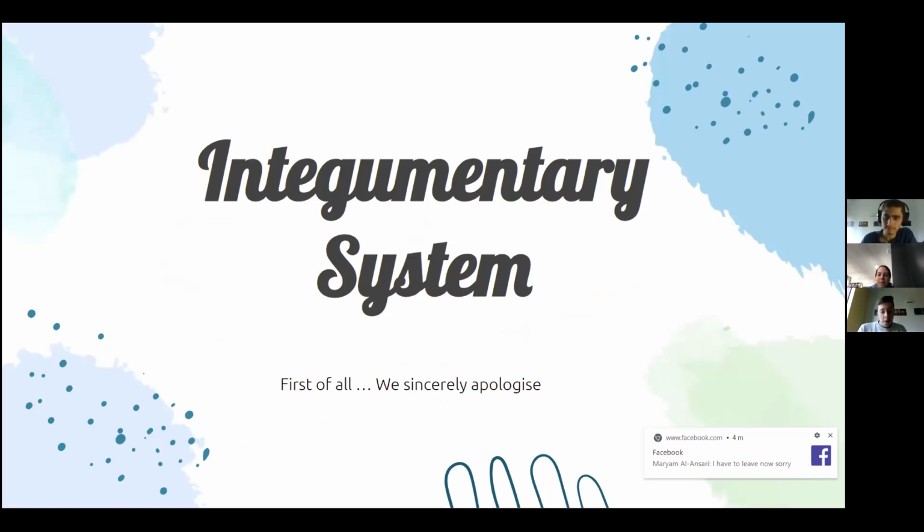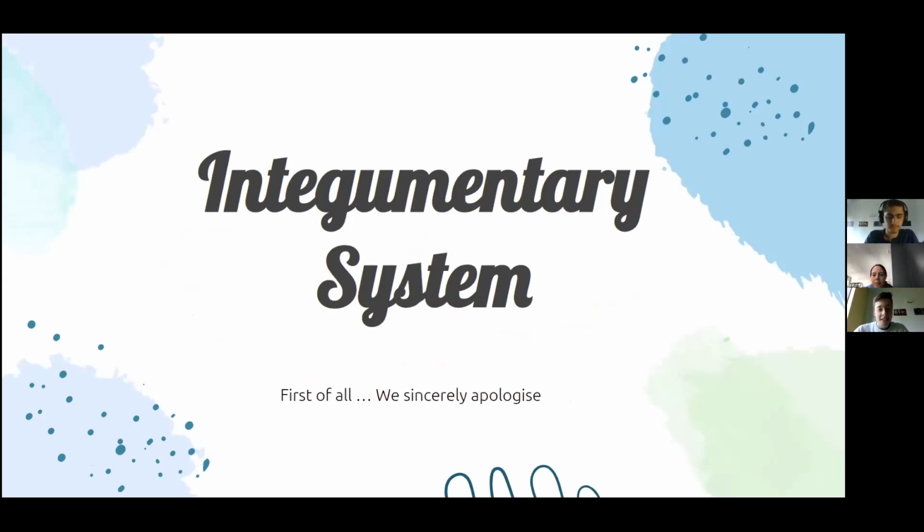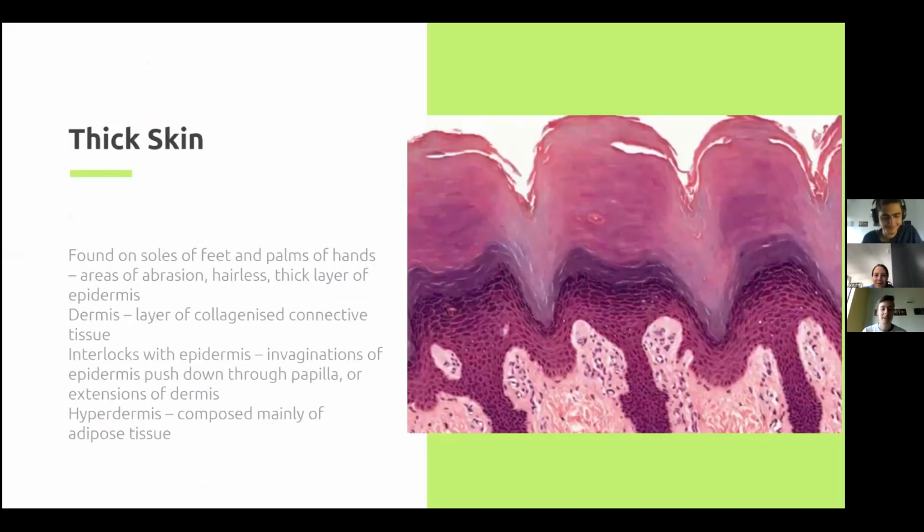Now I'm going to talk about the integumentary system, and I apologize in advance. So this is about the skin. First I'm going to talk about thick skin. This is the skin found on the soles of your feet and the palms of your hands, so basically where it is hairless. Hairless and thick go together.